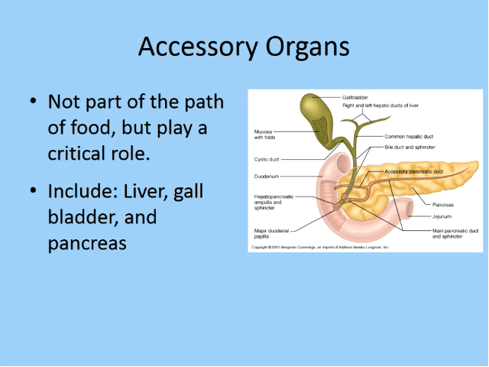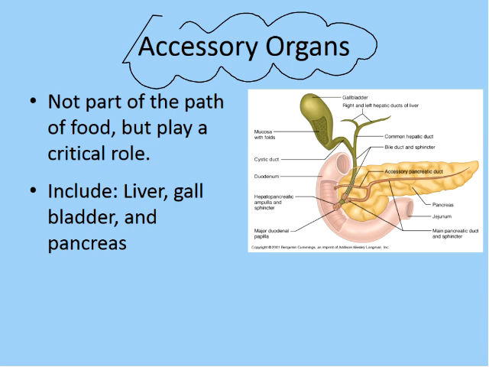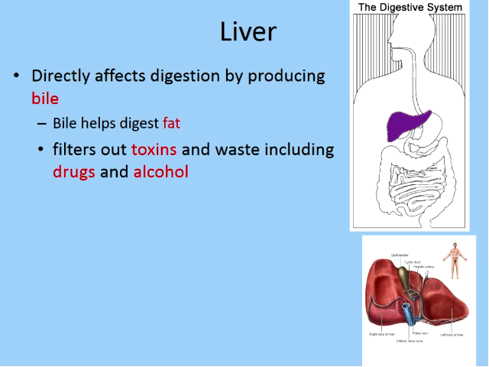So now there's these little things that are going to help. They're called accessory organs. Not part of the path of food, but they play critical roles. So these include the liver, gallbladder, and the pancreas. So we're going to learn about each one of those. There's pictures of them right there. So let's go and look at those.